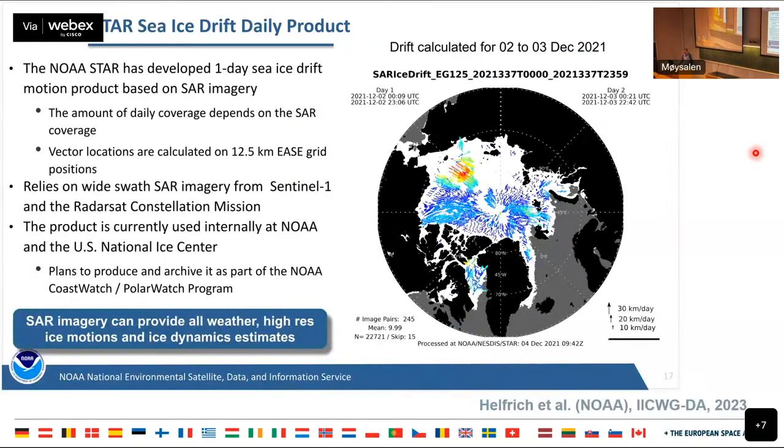Another example, this is actually from the ICVG DA conference that was a few weeks ago in Oslo, presented by Sean Helfrich from NOAA. They have also developed an algorithm for ice drift, and this is an example of ice drift vectors, which are probably somewhat strangely projected because they look like ice drifts towards the North Pole, mostly. But it is just an example that these algorithms are being developed all over the world.